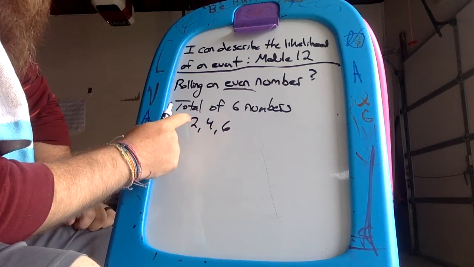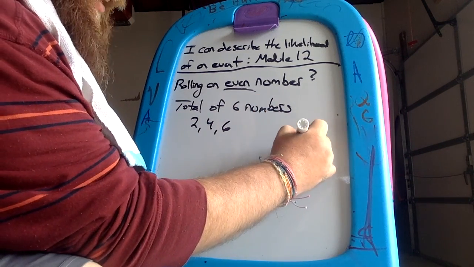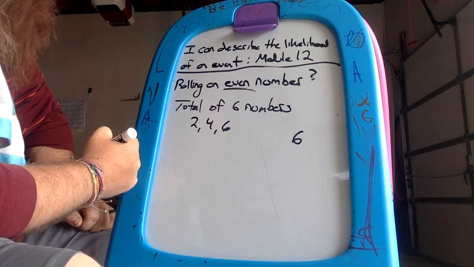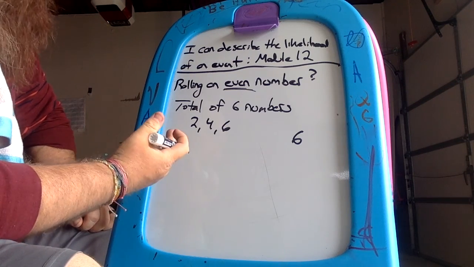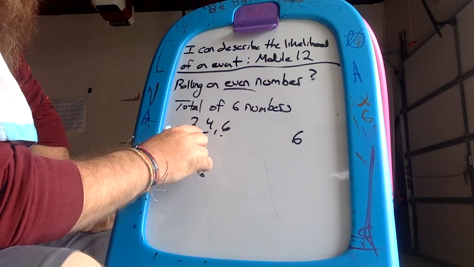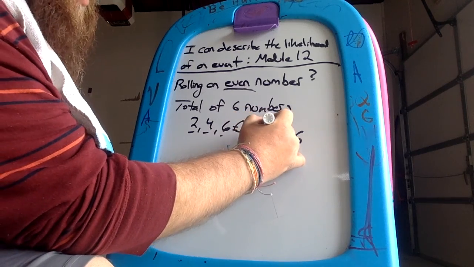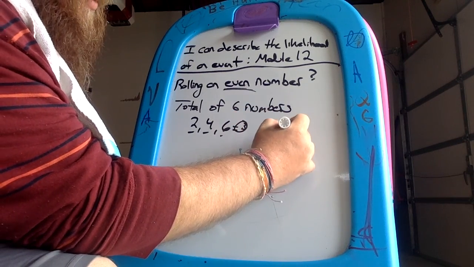So how many evens are there? 1, 2, 3. We know we're getting 6 total numbers, and I want to land on an even number. You're not going to say 1 of 6, because you still have the 4 and 6. So how many total are here? There's 3. So it's going to be 3 of 6.